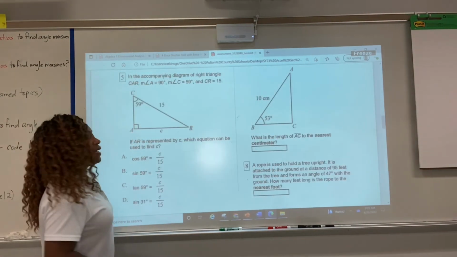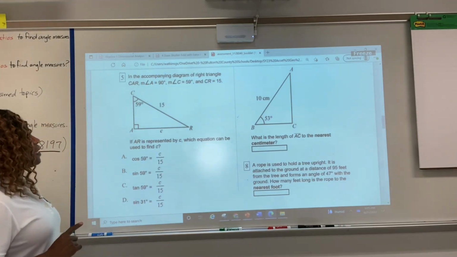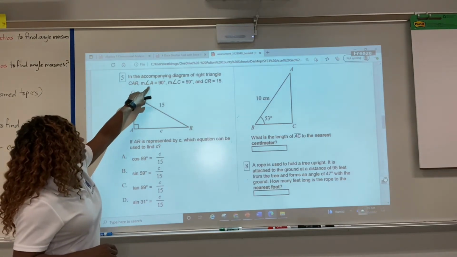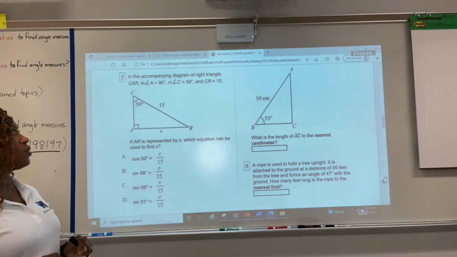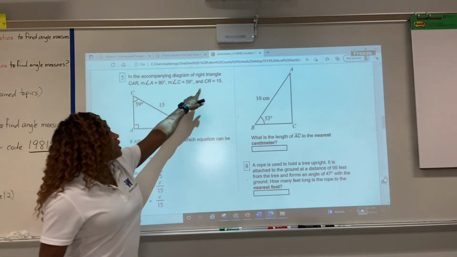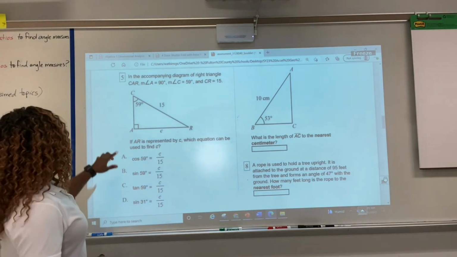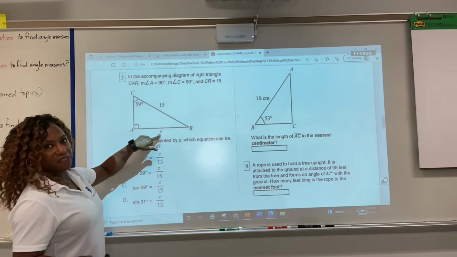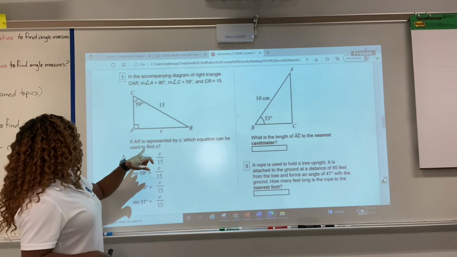Okay, all right, and then to end this video, we'll do number 5. In the accompanying diagram of right triangle CAR, the measure of angle A is 90 degrees. The measure of angle C equals 59 degrees. And the side CR is 15. This is similar to number 4, because here, AR is represented by C, so this time they give us a variable to represent that line segment. Which equation can be used to find C?